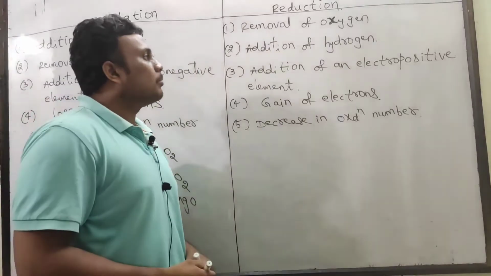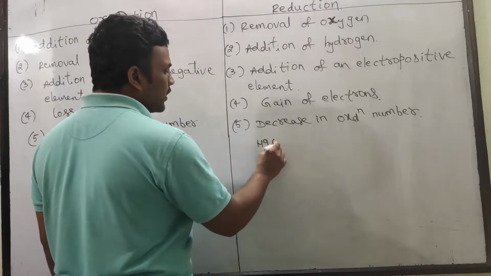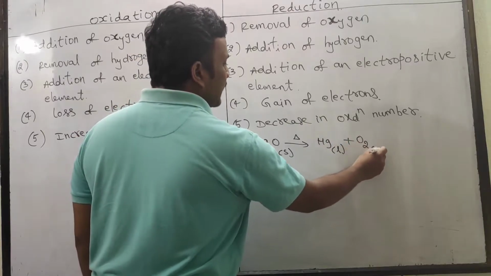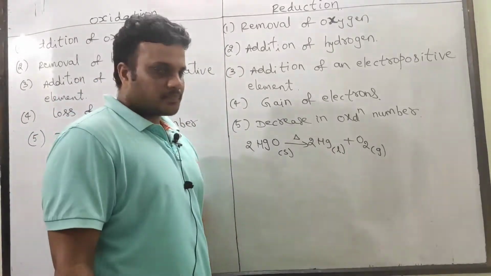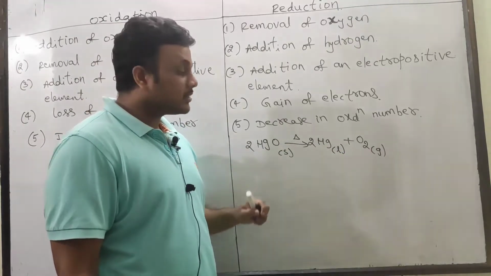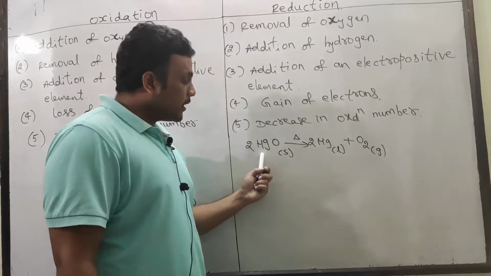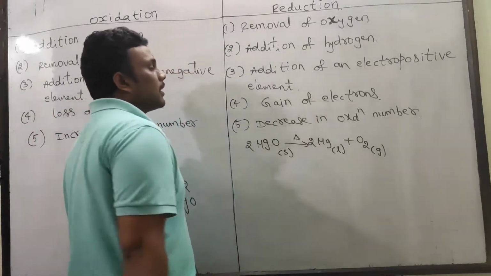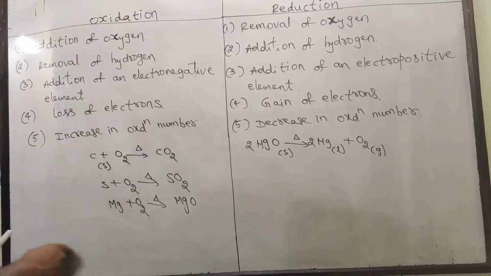Reduction, you see, is removal of oxygen. When you remove oxygen from a substance like mercuric oxide, which is a solid, on decomposition it gives mercury and oxygen gas, which is liberated. To balance this, I am taking 2 moles here. This is a decomposition: mercuric oxide is decomposed to mercury and oxygen. It means I have removed oxygen from mercury, so mercury undergoes reduction. Let's talk about the next definition, that is removal of hydrogen.